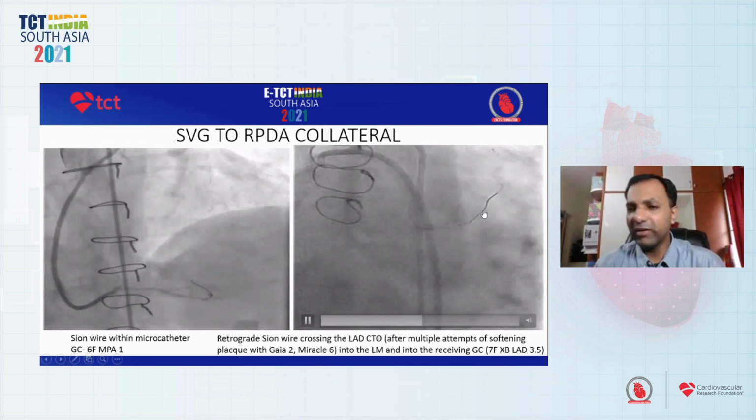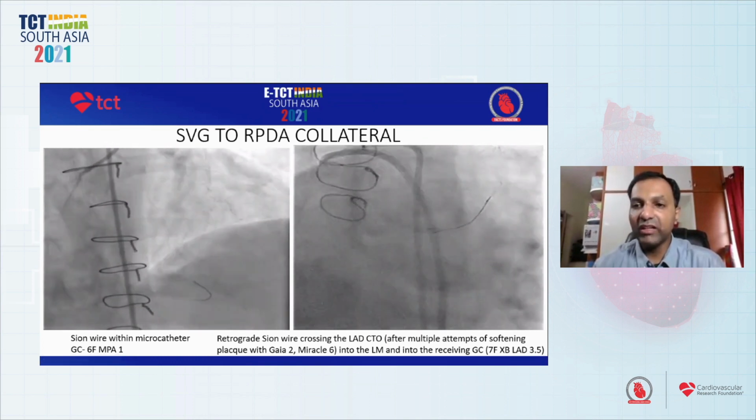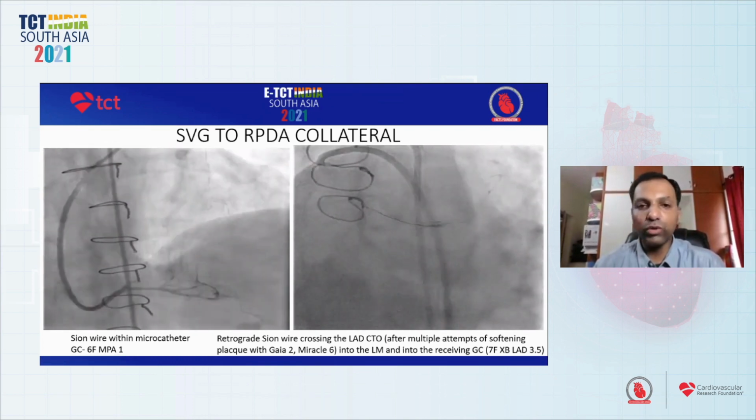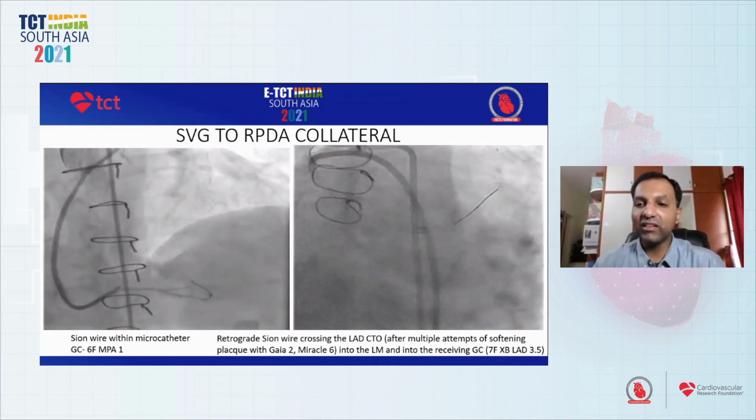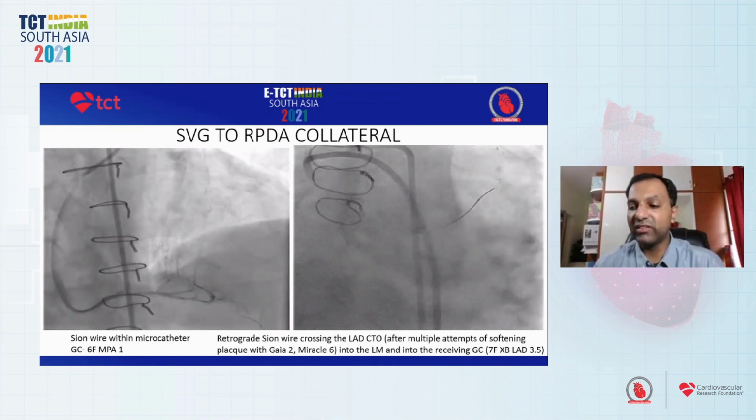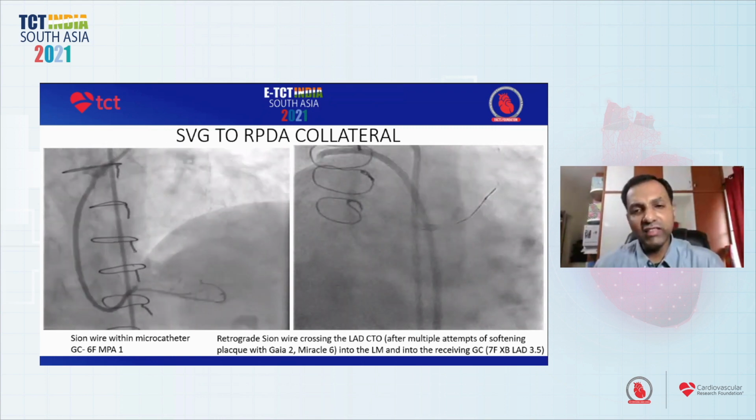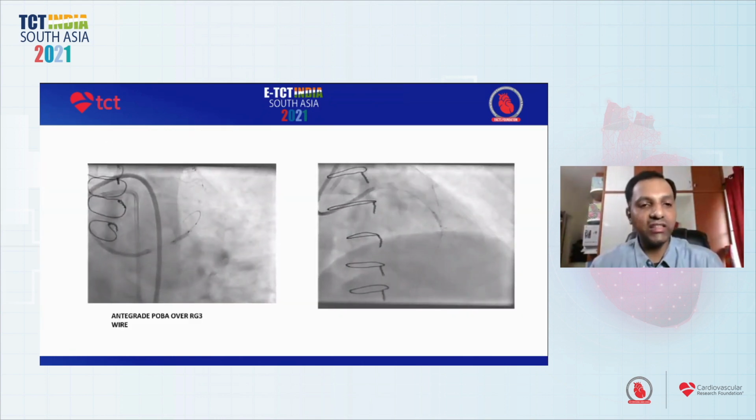So this is probably some sort of microchannel which has opened up because of constant probing from both the sides using stiffer wires, and the wire actually can be seen going straight into the recipient guide. And then once that was done, we changed to an RG3 wire.